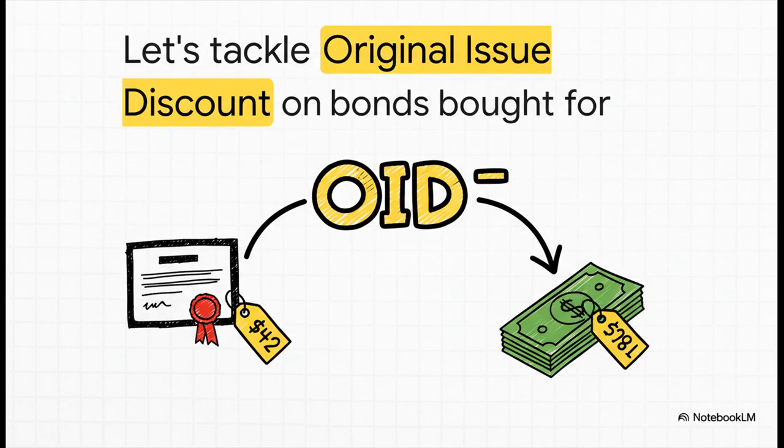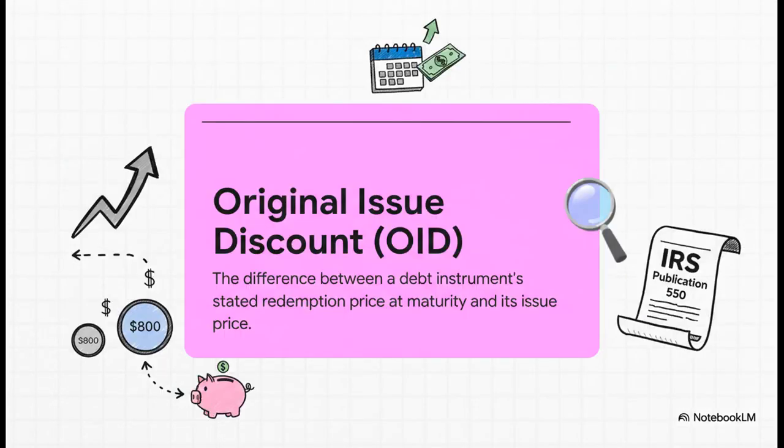All right, ready to level up a bit? Let's tackle a concept that sounds super technical, but I promise it's not as scary as it seems. We're talking about original issue discount, or just OID for short. It's basically a form of interest on bonds that you buy for less than their face value. So here's the official definition, but let's just break it down. Imagine a zero-coupon bond. You buy it for, say, $800, and you know it'll be worth $1,000 when it matures. That $200 difference? That's the OID.